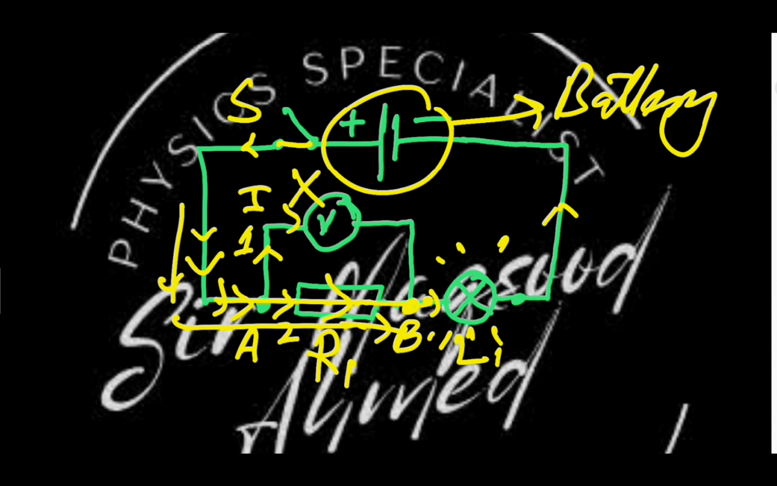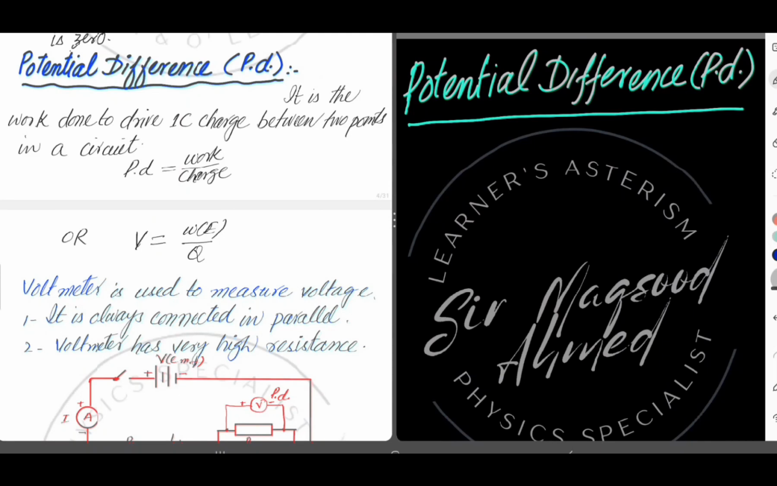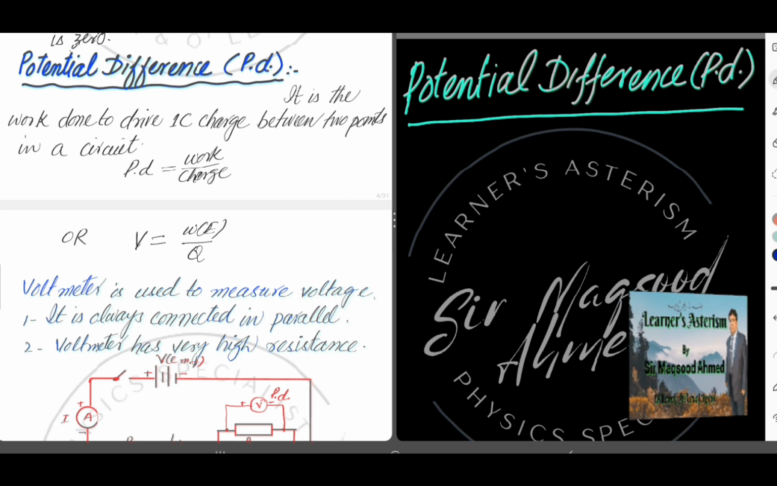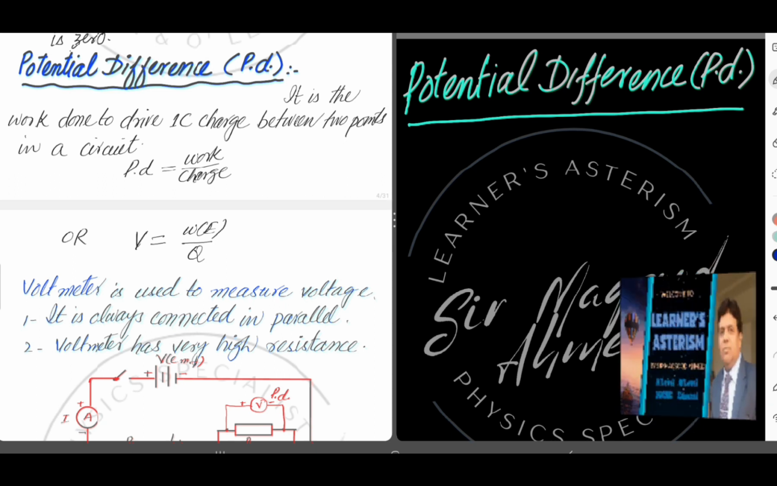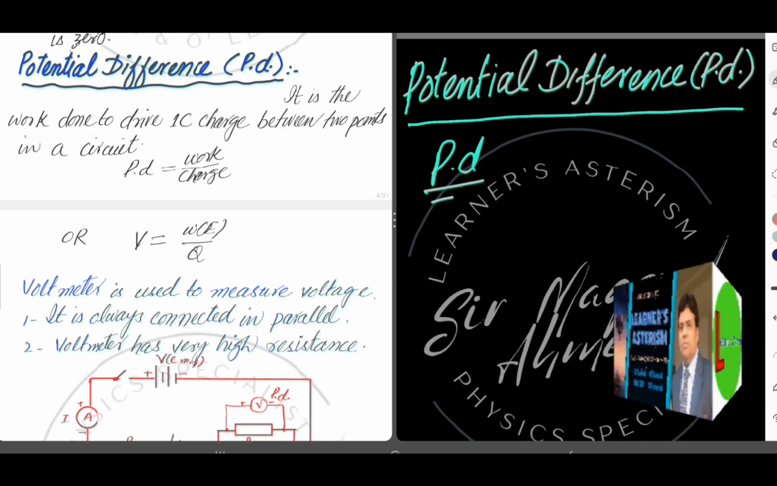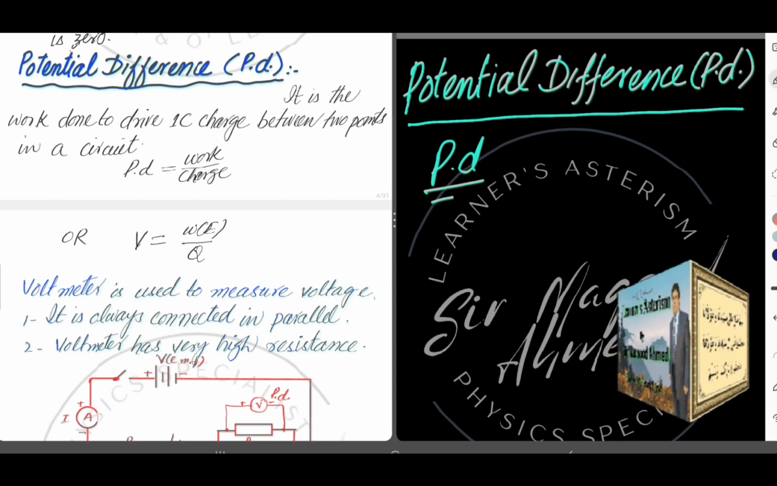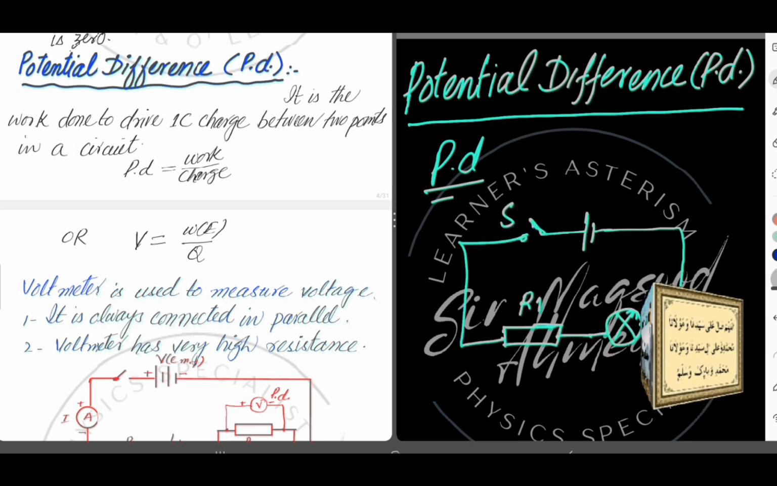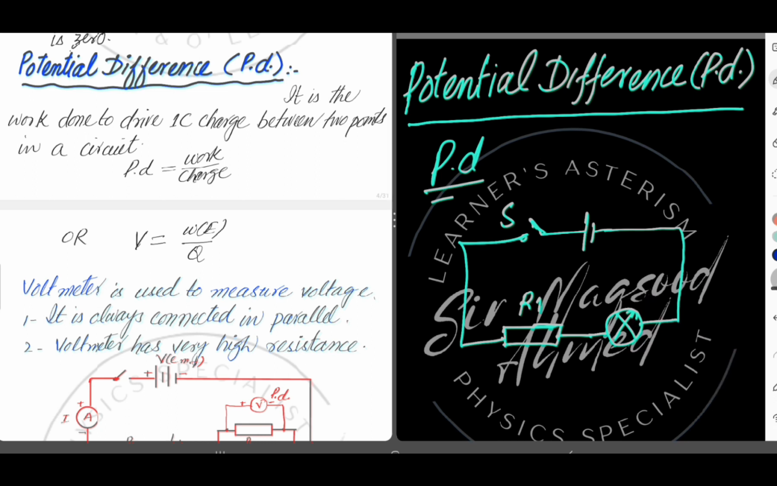Dear students, now we will discuss the next concept, that is potential difference, which is known as PD. Potential difference is defined as the work done to drive 1 coulomb of charge between 2 points in a circuit. The formula for PD is the same as that of E.M.F. PD is equal to work done per coulomb of charge.